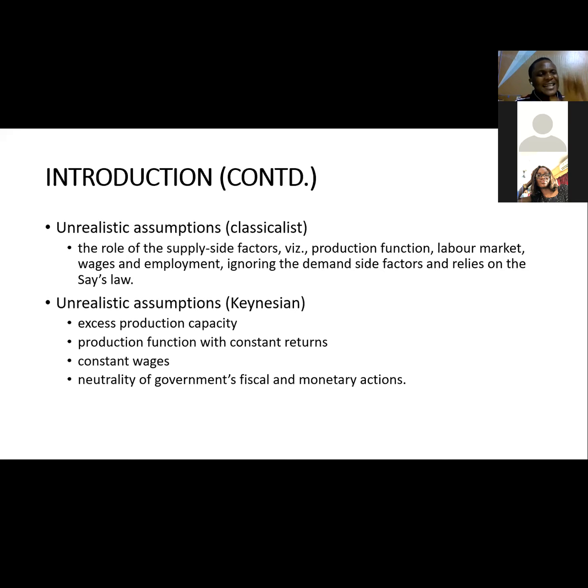Now, if you look at the AD model, the aggregate demand model and all of those derivations, sometimes they are unrealistic. The Classicalists and the Keynesians, whichever way you take them, most of them are unrealistic. Look at the first one. The first one talks about the role of the supply side factors, such as the production function, labor market, wages and employment. Under the supply side, what those policy sides were advocating is anything that will improve production function. Production Y is a function of A, K and L. Whatever will improve labor market wages, whatever will drive employment, they now ignored the demand side factors.